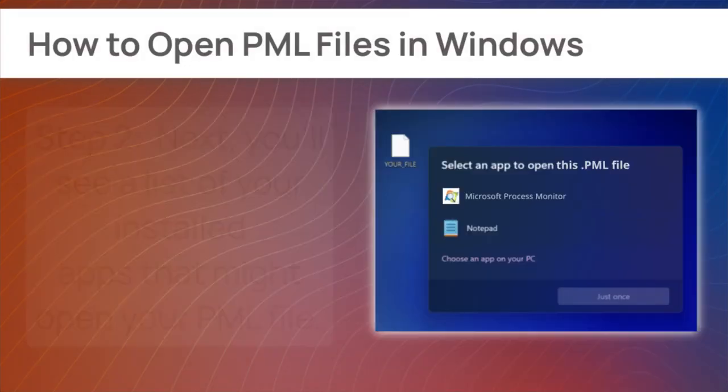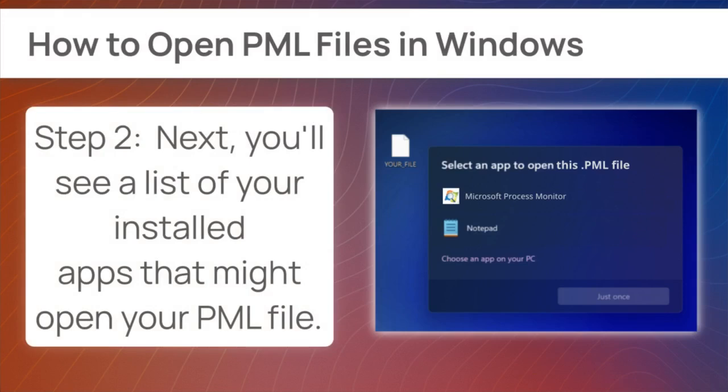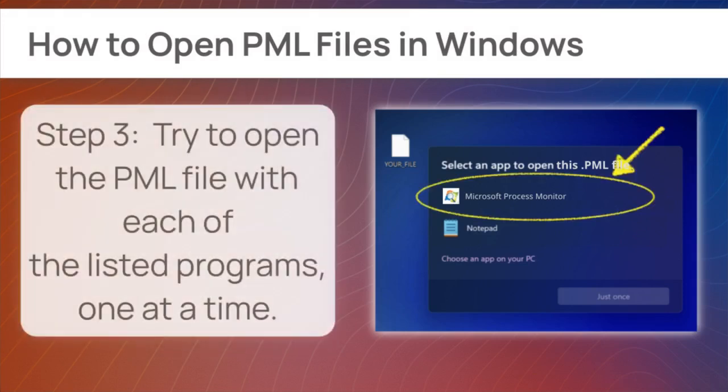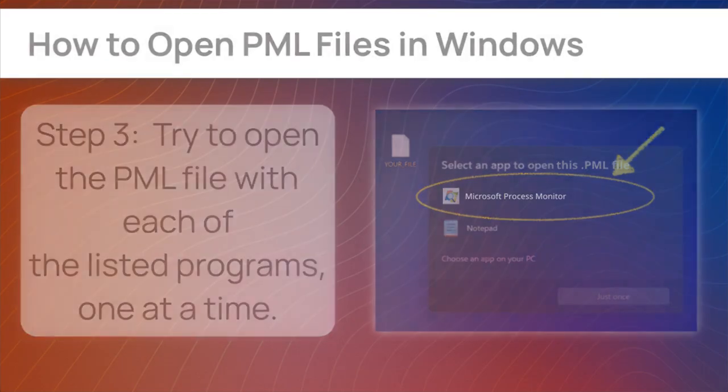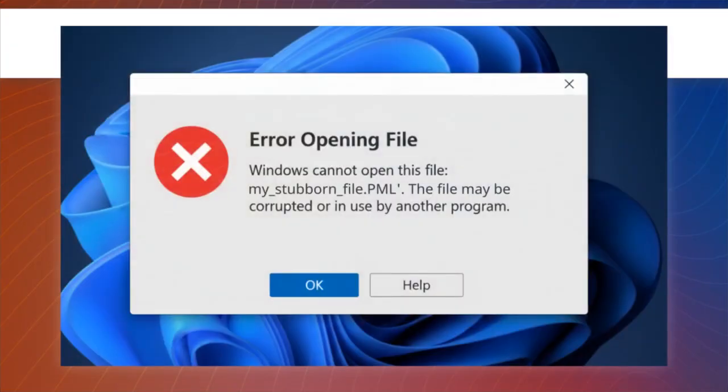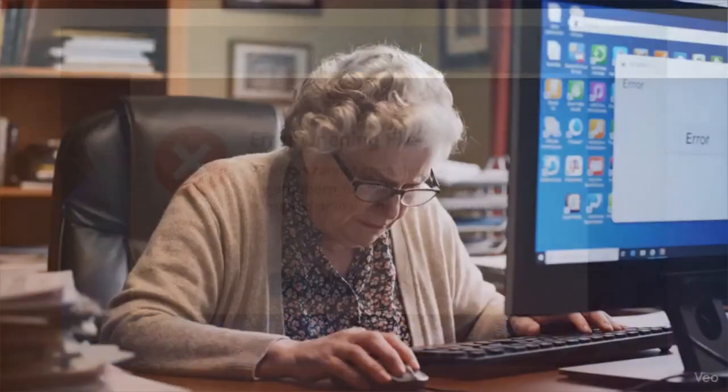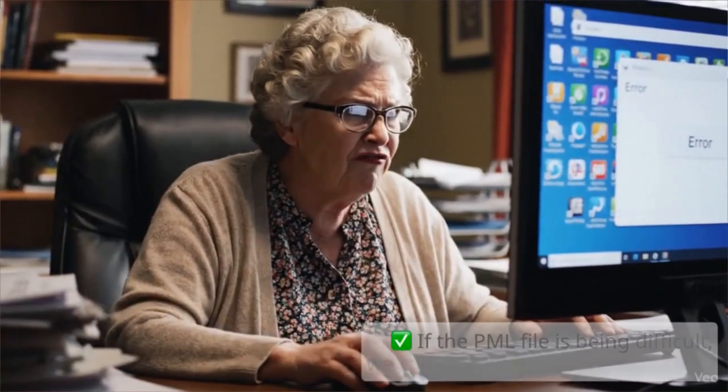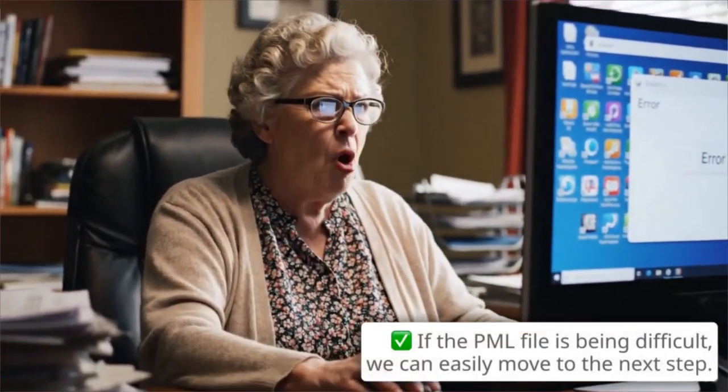Right-click the PML file and choose Open With. Prioritize Microsoft Process Monitor if it shows up. If it is not there, choose any other application. The right one is out there. When your PML file does not open, it is usually a small issue. Because your PML file is still failing to open, the issue is contained within 3 basic categories.